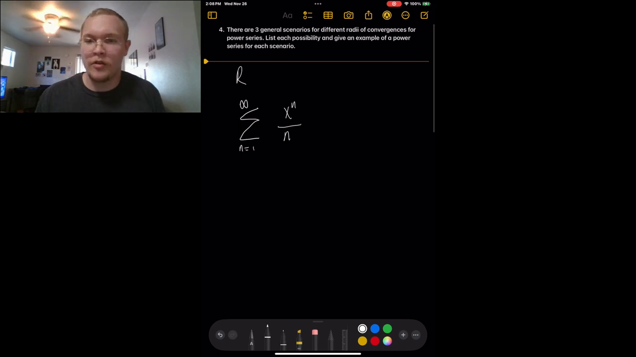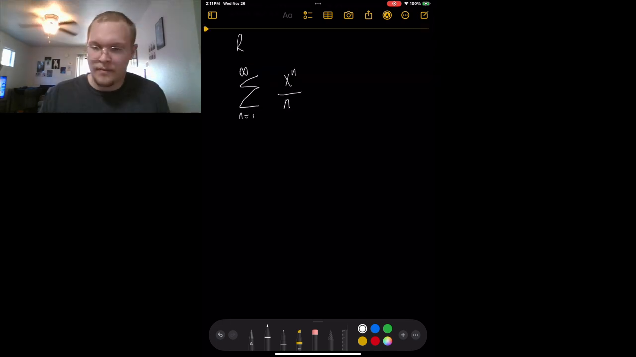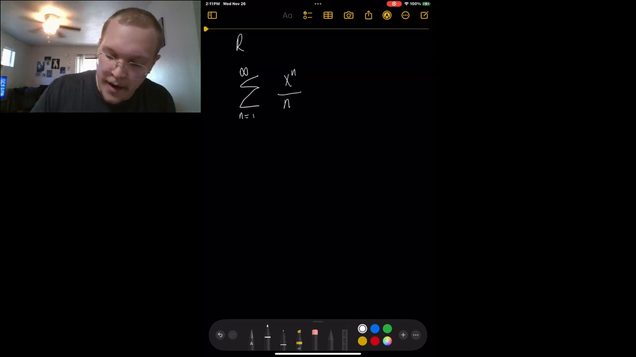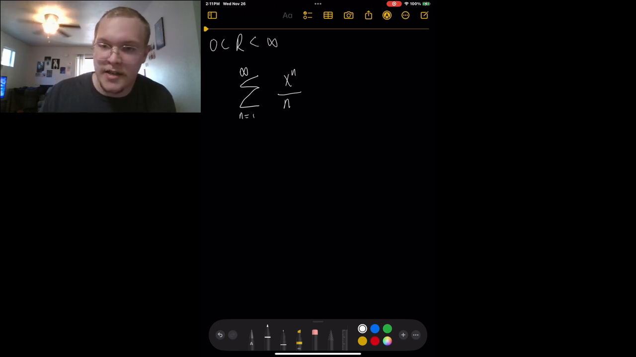I'm actually going to be doing problem number 4 before problem number 3. There are 3 general scenarios for different radii of convergences for power series. I'm going to list each possibility and give an example of a power series for each scenario. For our first example, we're going to have a radius of convergence that is between 0 and infinity. With this example, we're going to do the ratio test real quick.